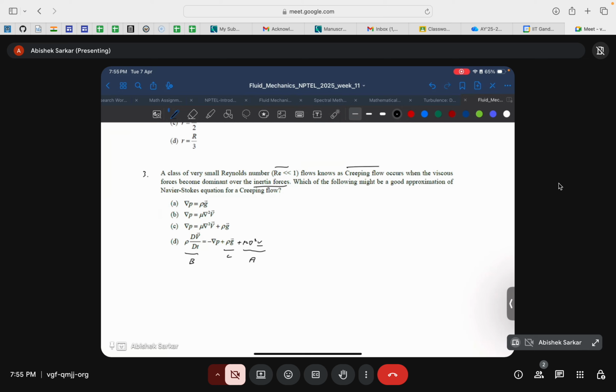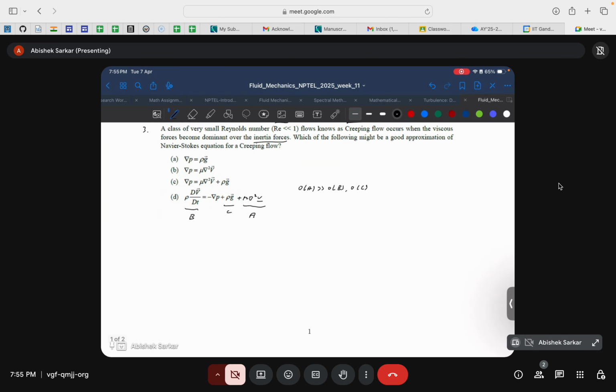Okay, so the order of magnitude of A would be much greater than the order of magnitude of B and C. That's why the only two terms left in this kind of flow are the pressure gradient term and the viscous term. So we'll have minus del P plus mu del square V equal to 0, or del P equal to mu del square V. So the correct option is option B.